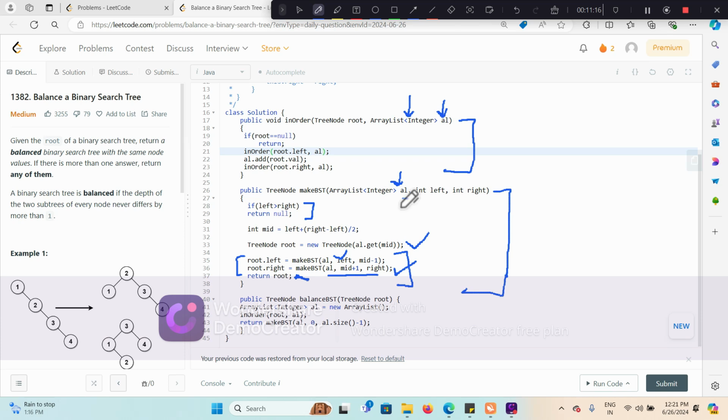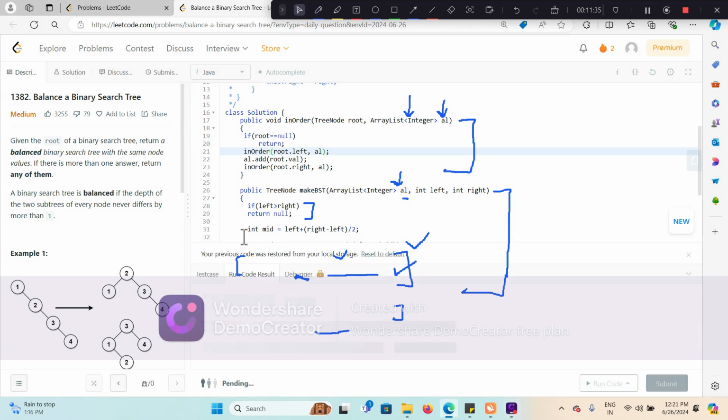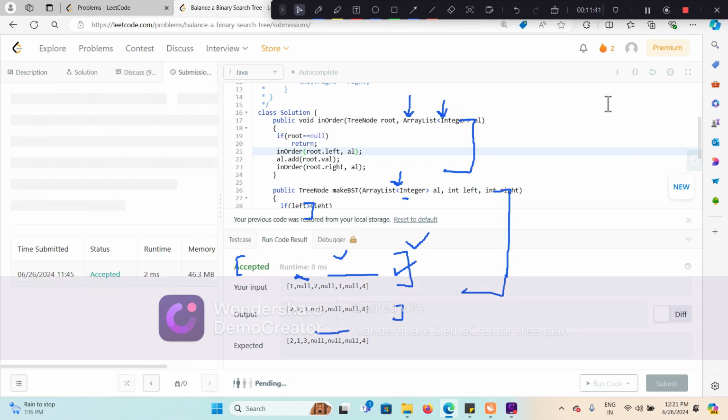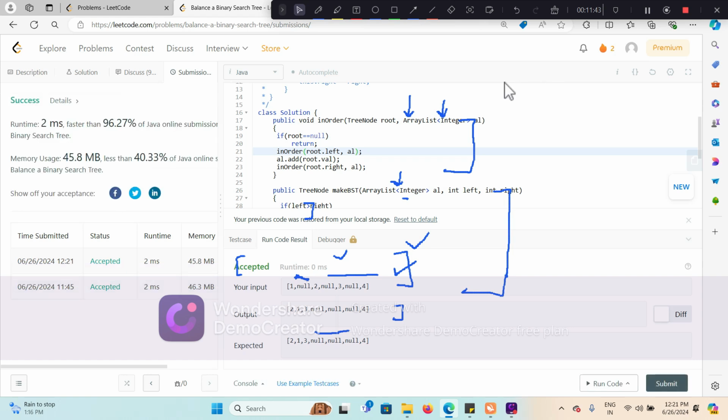So this would be our approach, and finally here I am calling my function. I created one array list and populated it here, and then call it with 0 and al.size minus 1. Okay, so let me execute the code. Yeah, so let me submit it.